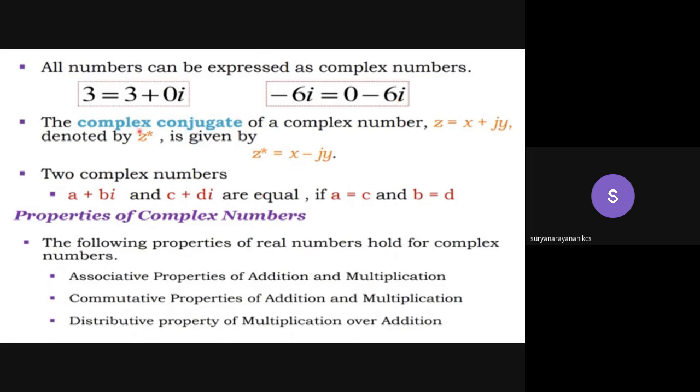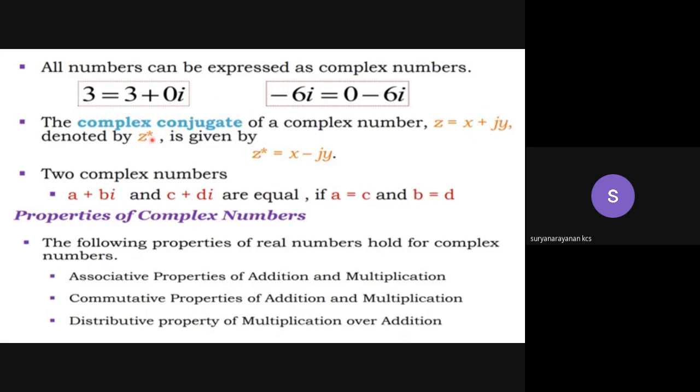Right. Now come to the conjugate complex number. What is the conjugate of a complex number? The complex conjugate of a complex number. Suppose z is equal to x plus iy is a complex number.